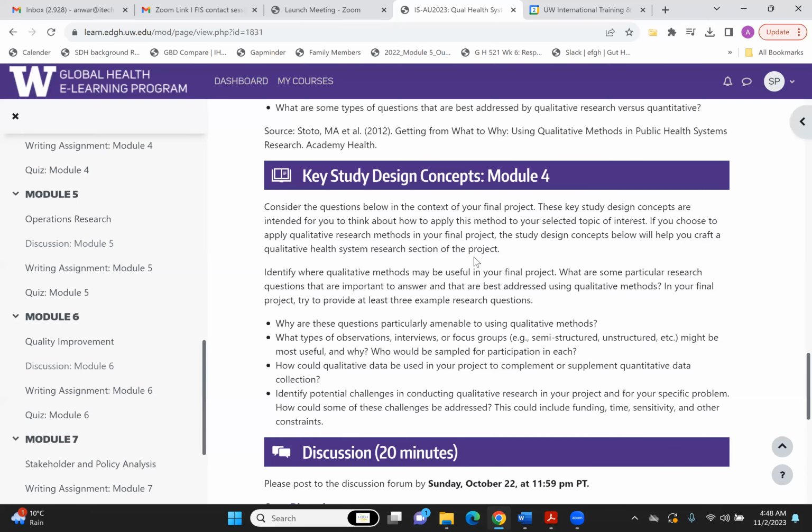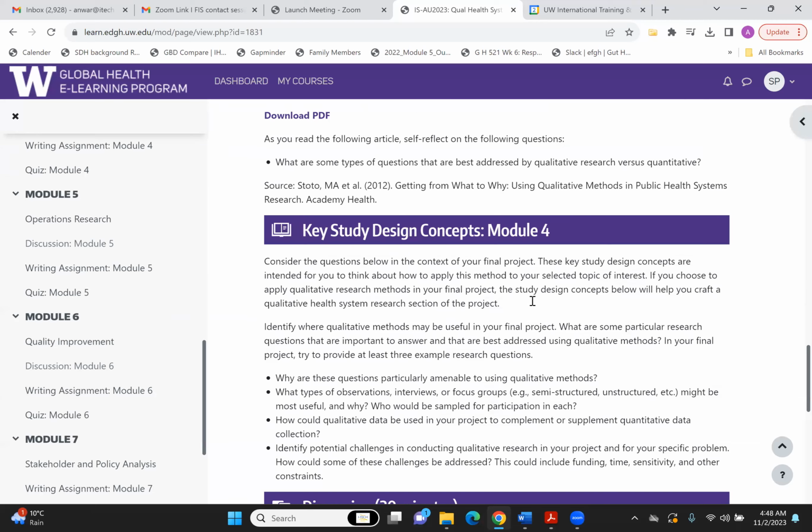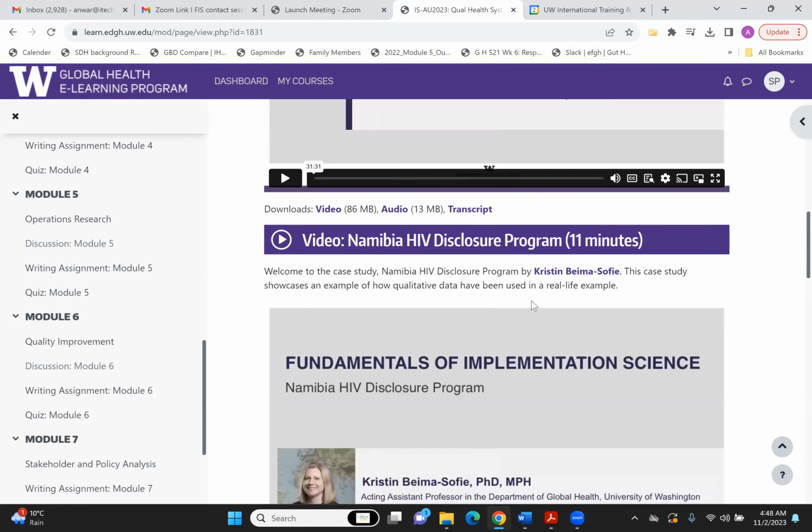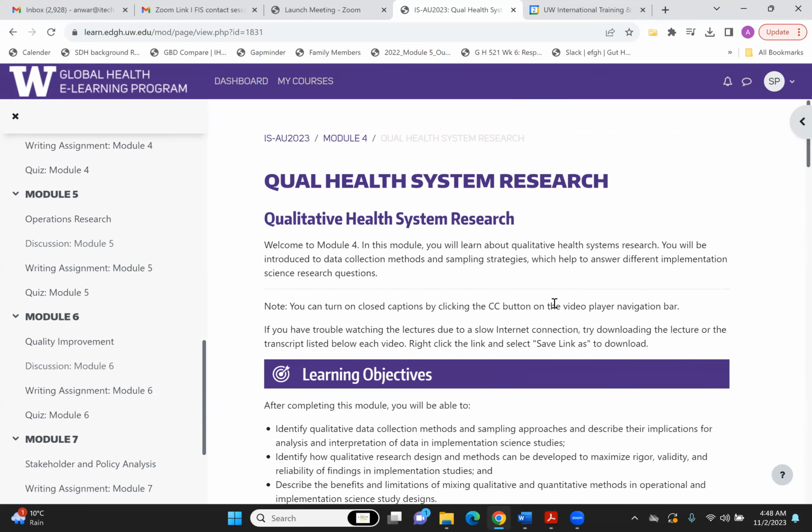So, is there anyone else who wants to share anything about their experience with qualitative research and how they have used it in the improvement of any kind of implementation or any kind of programs?